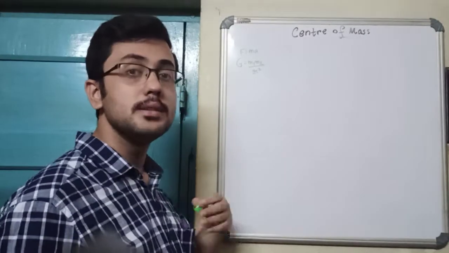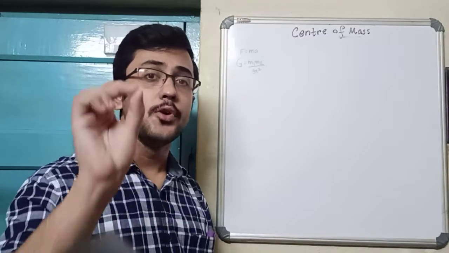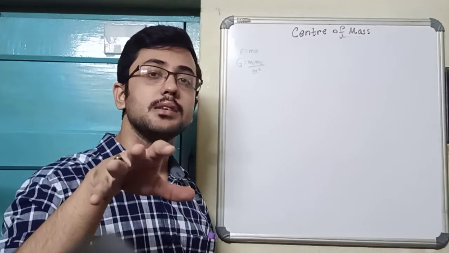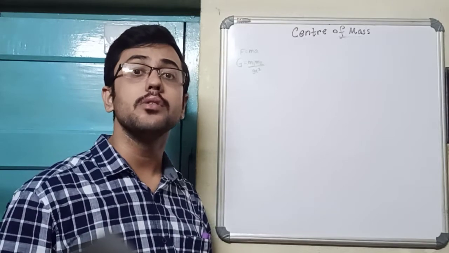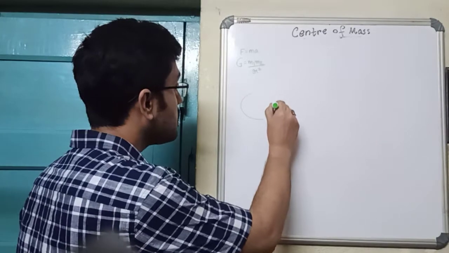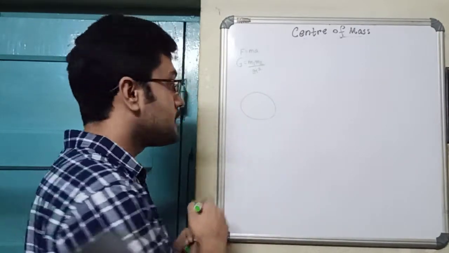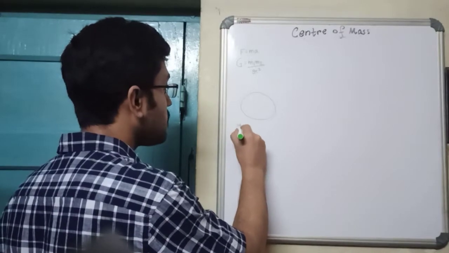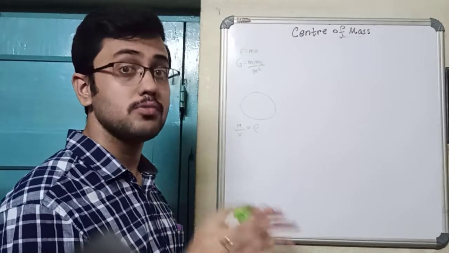Now, in all these cases, when we talk about the bodies, when we talk about the masses, we consider as if the entire mass of the system is concentrated at a certain point of the body, and that point we call to be the center of mass. So if this is my body and the mass is uniformly distributed, that means the mass per unit volume, which we call the density rho, is constant throughout the body.